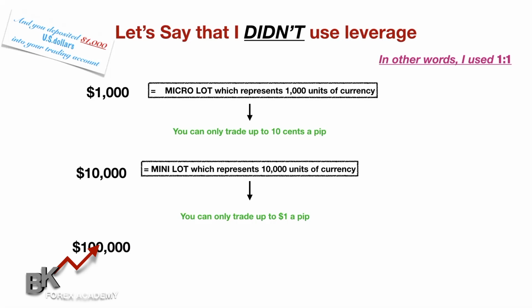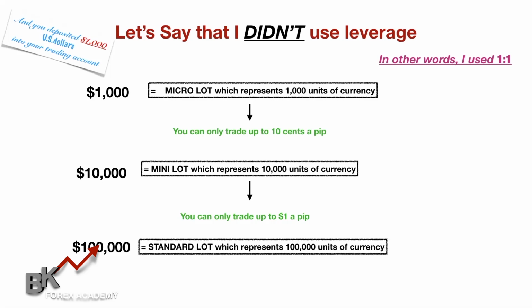And last but not least, here's another example. Multiply by 10. Now let's say I put in 100,000 US dollars into my account. That's considered a standard lot, which represents 100,000 units of currency. That simply means I cannot trade more than $10 a pip. So if I have $100,000 in my trading account, and I try to put in $11 a pip, it will not let me.